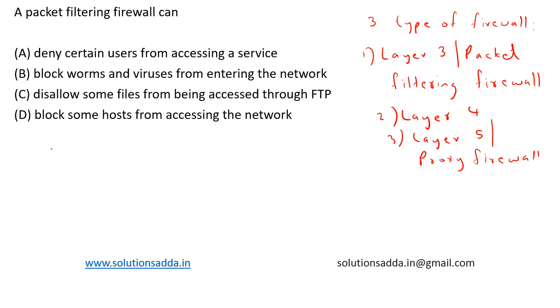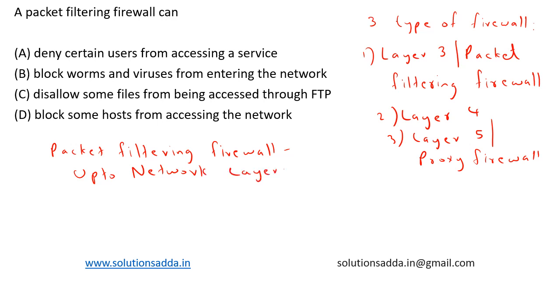So one point to note is that the packet filtering firewall works up to the network layer. Now let's see the options one by one. Deny certain users from accessing a service. This actually comes under the application layer. So this cannot be done by a packet filtering firewall. Block worms and viruses from entering the network. This also comes under the application layer because we need to see the data. So this is also not possible by a packet filtering firewall.